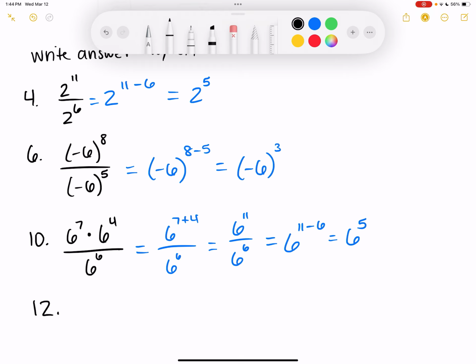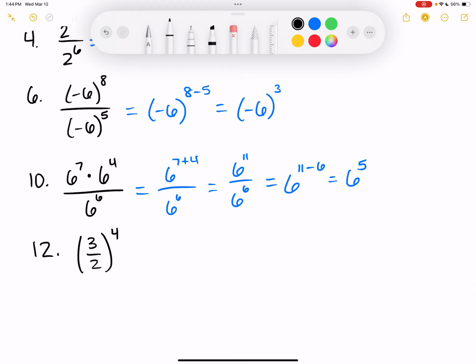3/2 raised to the 4th. When it's outside of the parentheses like that, the power goes on the top and the bottom. So this is 3 to the 4th over 2 to the 4th. That's all you can do with that because these numbers do not have the same base. If we weren't writing things in terms of exponents, we would multiply that out and get the actual numbers, but this one's leaving it like this.